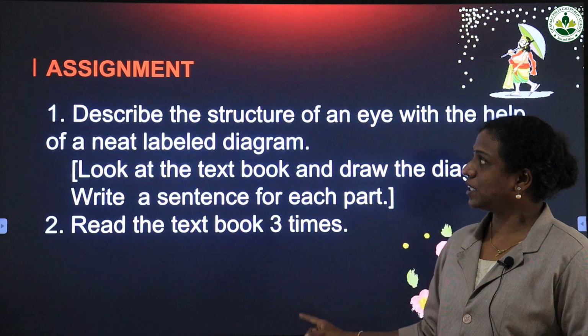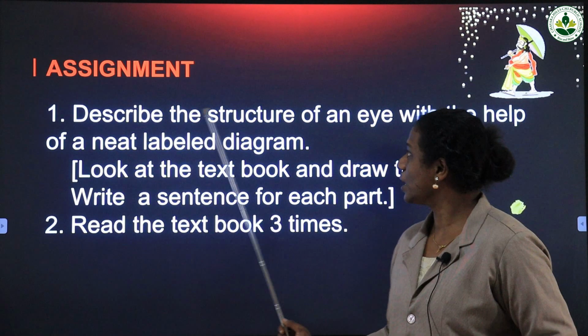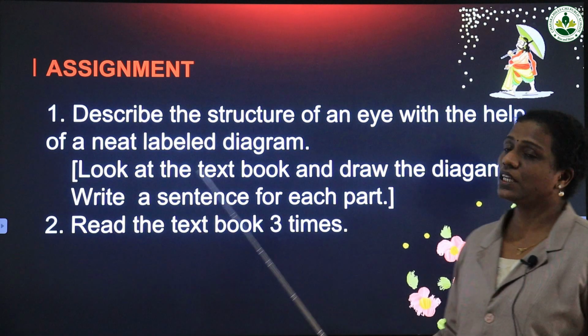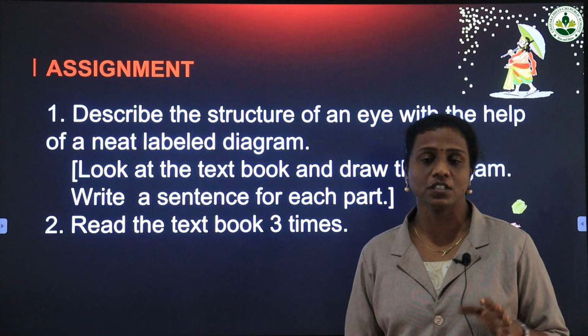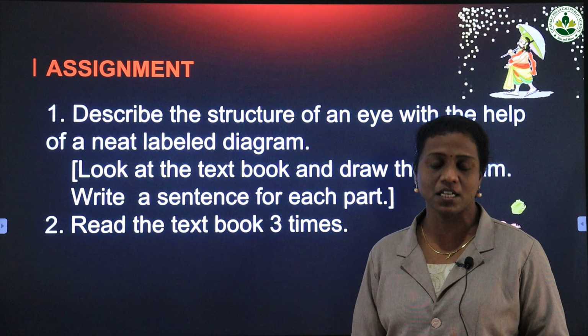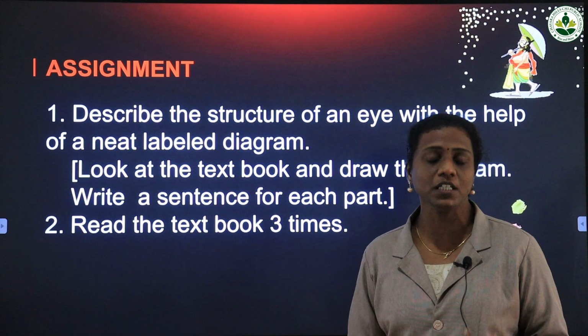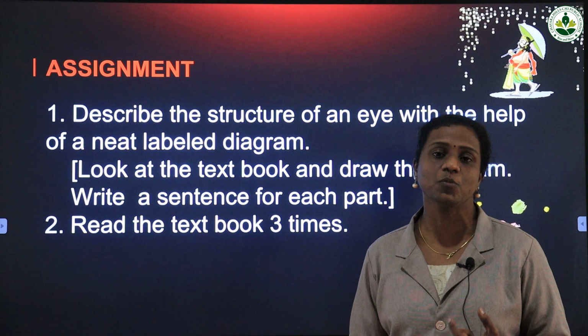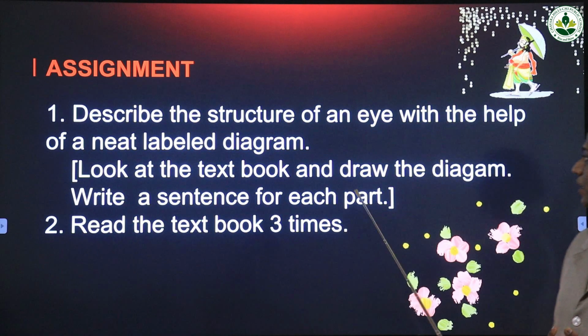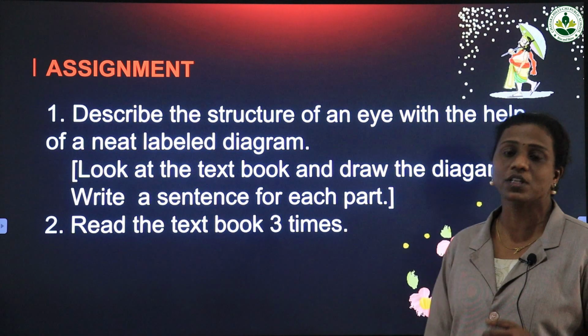Then next is the assignment. First question: describe the structure of an eye with the help of a neat labeled diagram. You have to check your textbook, draw a neat labeled diagram and explain each part. You have to write a sentence about each part.